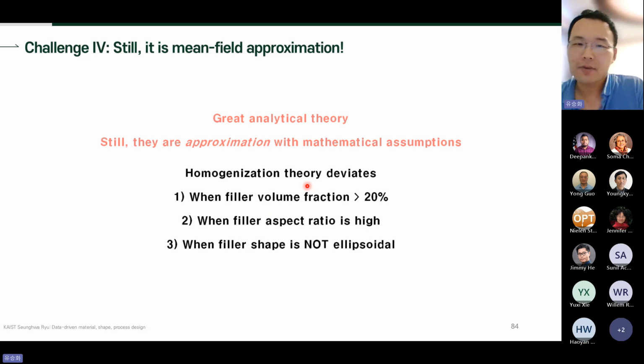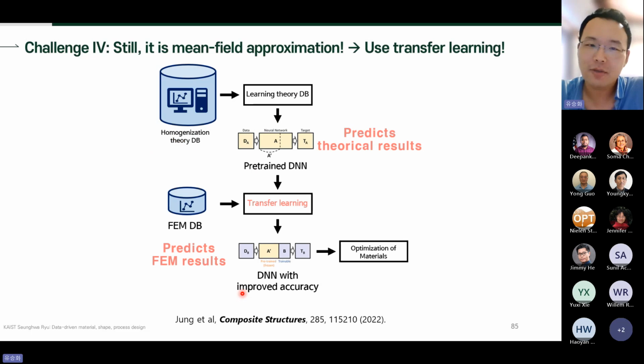However, what I want to tell you is this is a mean field approximation, an analytical approximation, and it deviates under some conditions. To complement this, we can generate a huge data set out of analytical homogenization theory, and we can train a deep neural network with the huge data set. After training, we can tune the prediction of the neural network with small and accurate data sets, such as coarse-mesh FEM. We call this transfer learning. Although this network sees only a small coarse-mesh FEM data set, it can predict finer mesh FEM results very well. So this is one way of combining deep learning, conventional homogenization theory, and FEM all together.